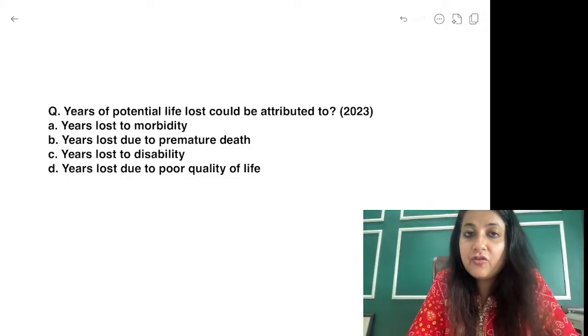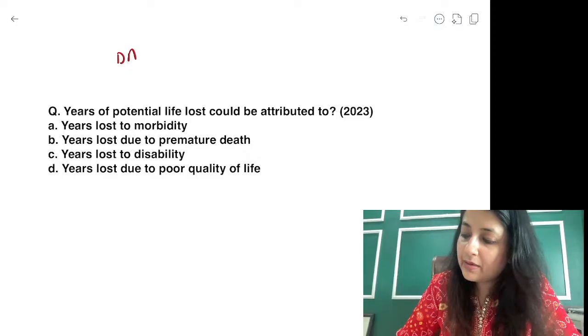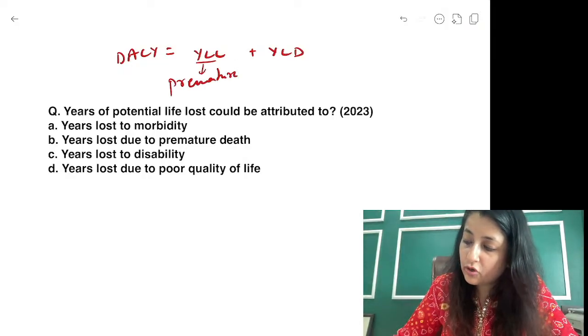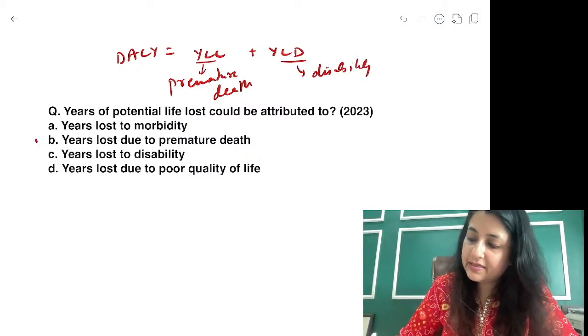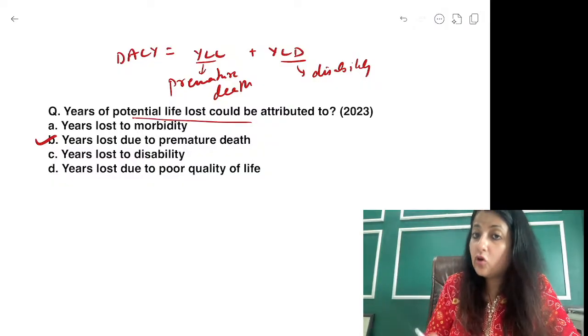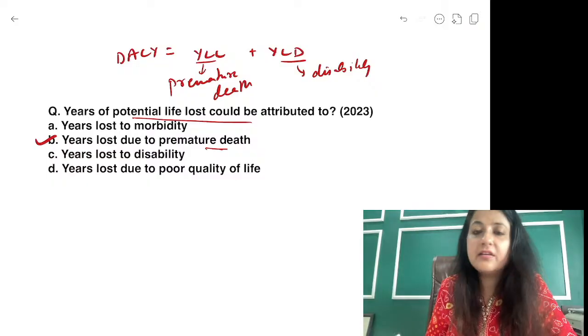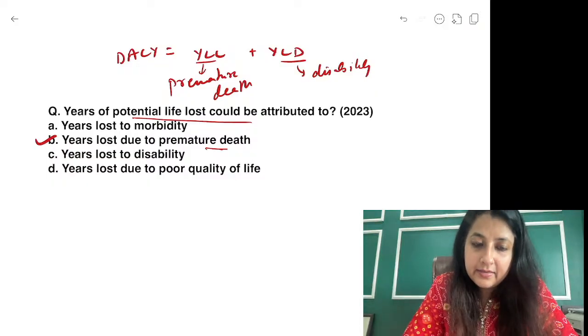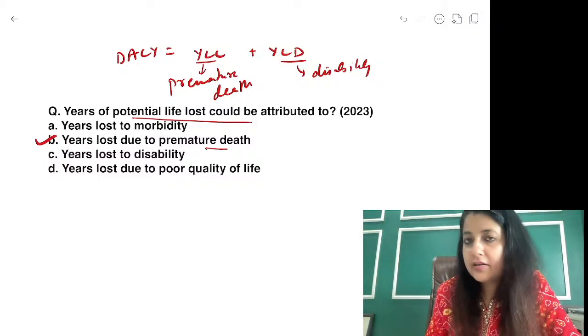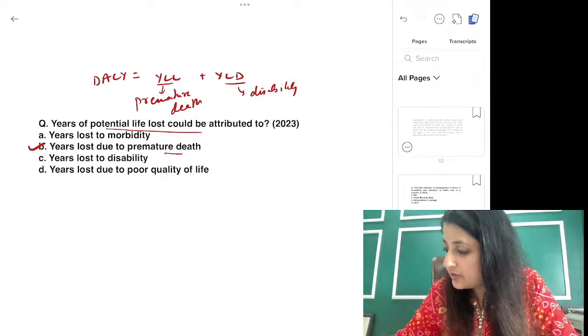Years of potential life lost is due to... very good, you remember DALY is YLL plus YLD. YLL is years of life lost due to premature death, and YLD is years lived with disability. So the answer is option B. Not years of potential life lost is due to premature death, so why are you saying years lost to disability? Clear? I just asked you years of potential life lost, that is due to premature death. Okay, let's go to the next MCQ.